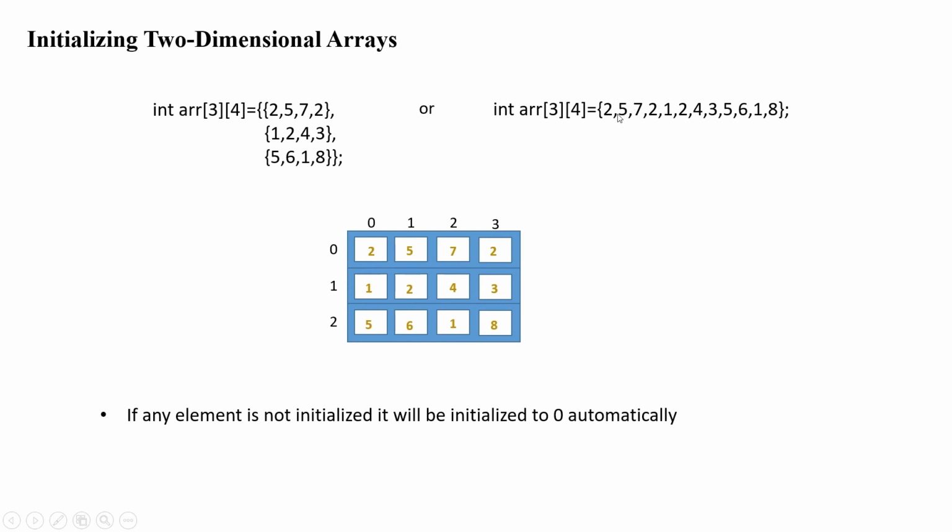Here we have initialized it consecutively. So what will happen is it will take 4 values for the first row, then 4 values for the second row, then 4 values for the third row automatically. If any element is not initialized, it will be initialized to 0 automatically.